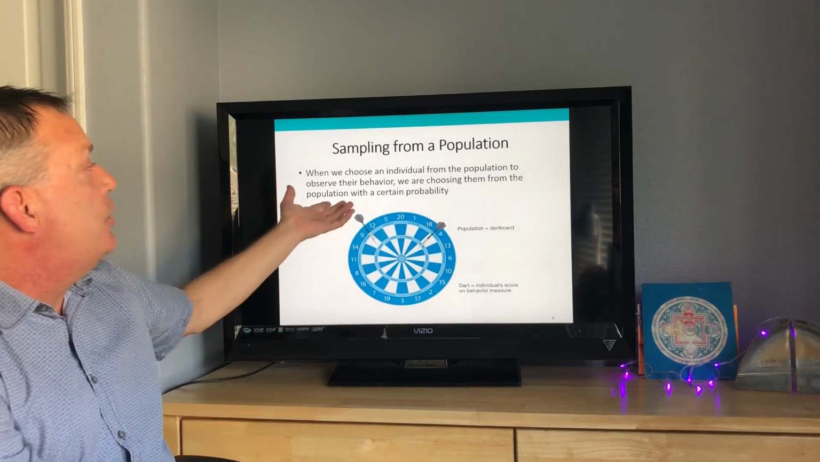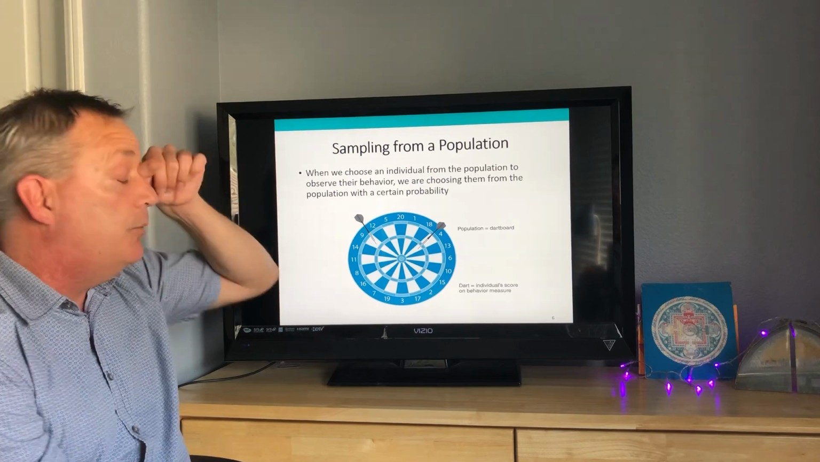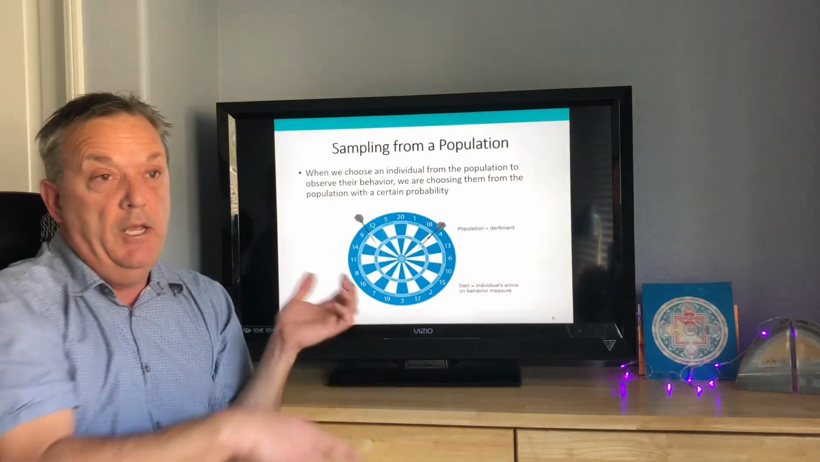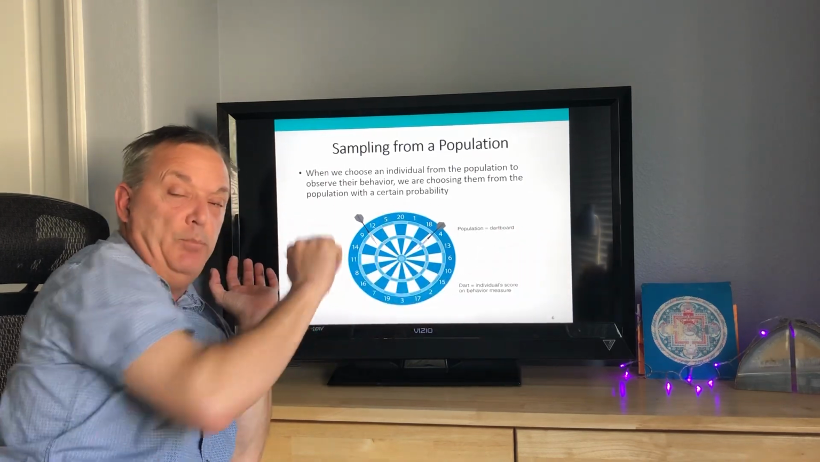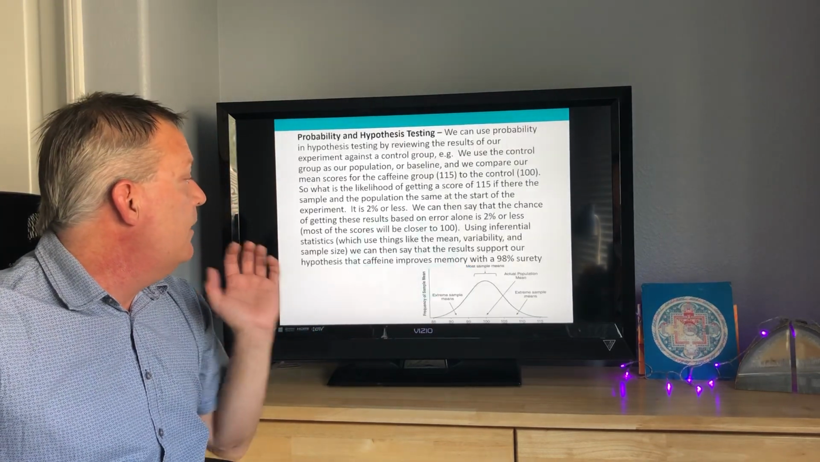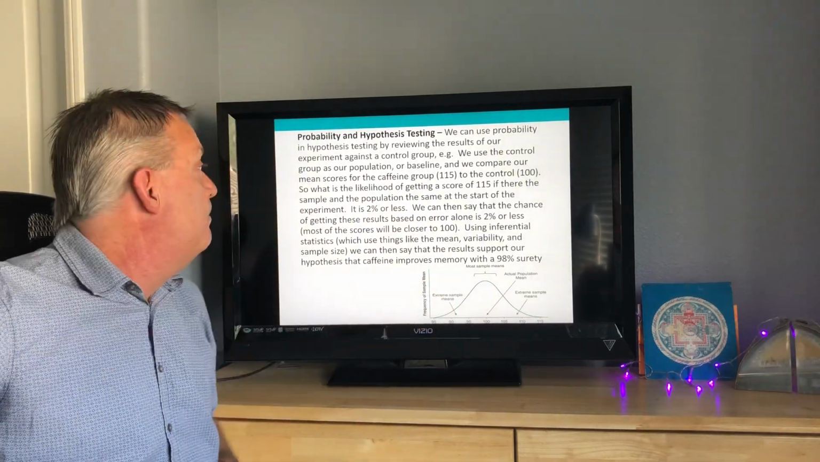But as you can see, when we choose an individual from the population to observe their behavior, we're choosing them from the population with a certain probability, right? And if you get people in the 115 or the 85, going back to my previous example, that's going to be a low probability that you're going to find those groups of people.